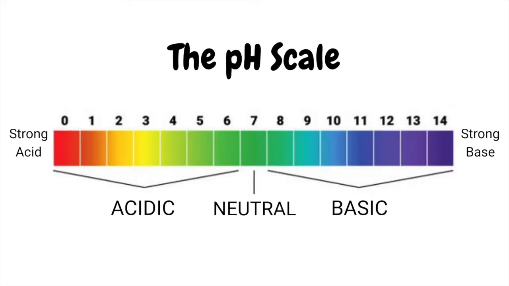Scientists use something called a pH scale to measure how acidic or basic a liquid is. The pH scale ranges from 0 to 14, where a pH of 0 to 7 indicates that the liquid is acidic, and a pH of 7 to 14 indicates that that liquid is basic. 0 indicates a super strong acid, and 14 indicates a super strong base. If a liquid has a pH of 7, it's said to be neutral.